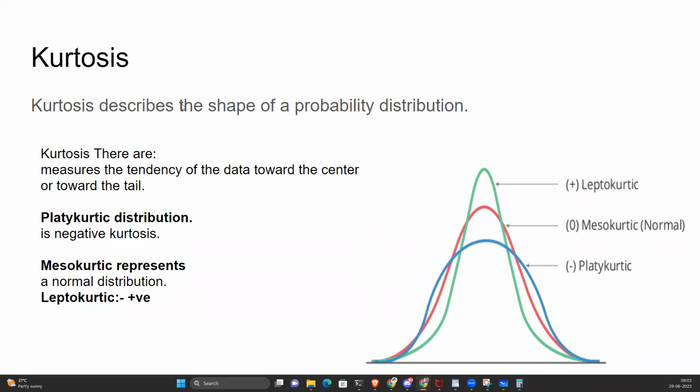Kurtosis describes the shape of a probability distribution. Can you see this? With the help of this kurtosis graph, you can see what the probability distribution is. Kurtosis measures the tendency of the data towards the center or towards the tails. Let's suppose your kurtosis is very high. What do you mean by kurtosis very high? It means your data is very much central, like your data is lying more at the center. See, this is your high kurtosis, the green color. Green color is high kurtosis, meaning all the data is falling more about the center.